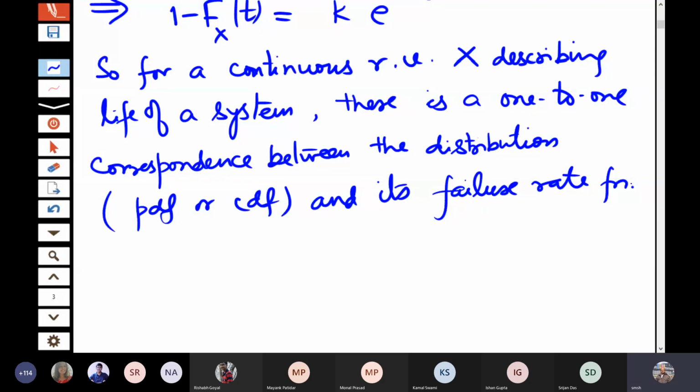This failure rate is another very important parameter for the engineers, because whenever they are considering a system, they will be interested in its reliability and its failure rate. At a particular point of time, what is the rate of failure? So let us try to analyze with respect to the distributions that we have studied. Let us look at, for example, the exponential distribution.